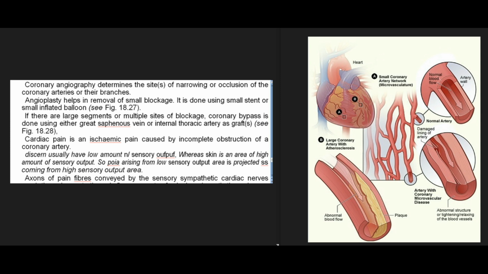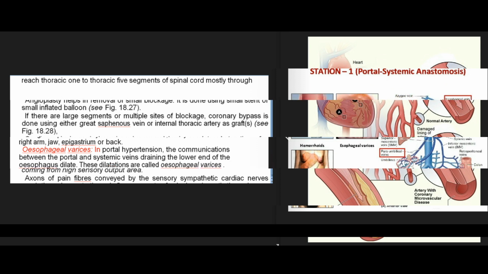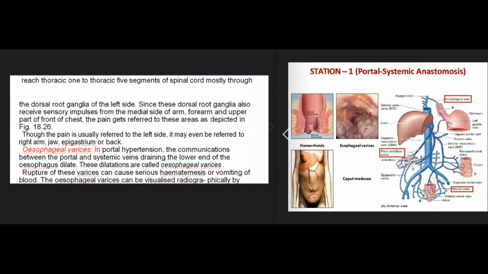Axons of pain fibers conveyed by the sensory sympathetic cardiac nerves reach thoracic 1 to thoracic 5 segments of the spinal cord, mostly through the dorsal root ganglia of the left side. Since these dorsal root ganglia also receive sensory impulses from the medial side of the arm, forearm and upper part of the front of the chest, the pain gets referred to these areas as depicted in Fig 18.26. Though the pain is usually referred to the left side, it may even be referred to the right arm, jaw, epigastrium, or back.